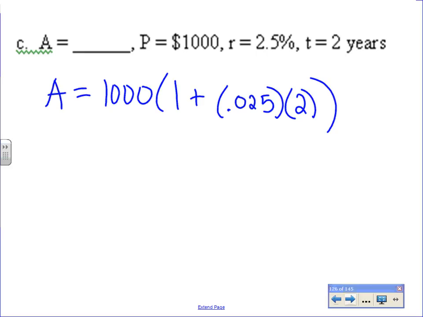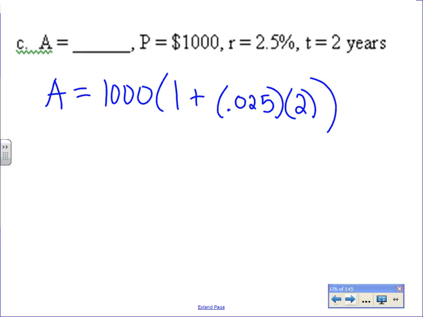And I have all those parentheses there just so that I know that 0.025 and the 2 need to be multiplied together first. If that confuses you, you do not need to have that many parentheses. Just make sure you're careful with the order of operations. Okay, what should we do next? Kevin?